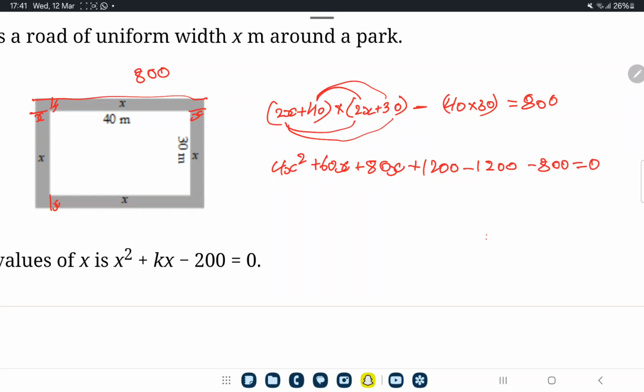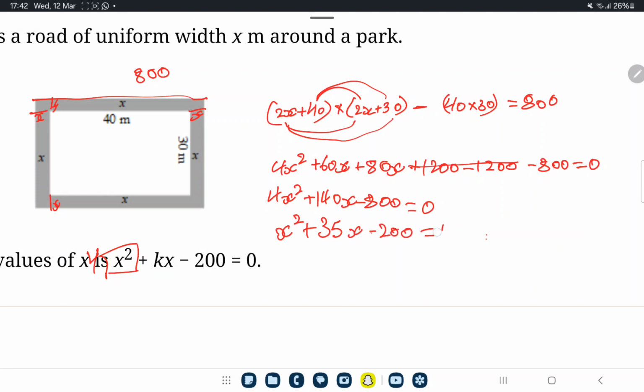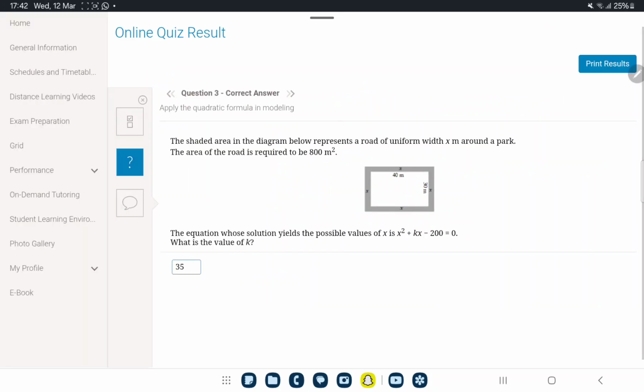I move the 800 to the other side. You simplify, 4x squared plus 140x, these two cancel, minus 800 equals 0. They want it in the form only x squared, no 4, so you divide the whole thing by 4. So x squared plus 35x minus 200 equals 0, and you get k equals 35. We check the answer and it is 35.